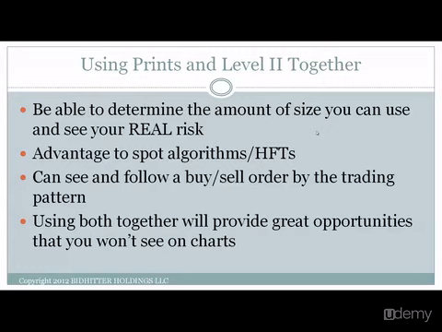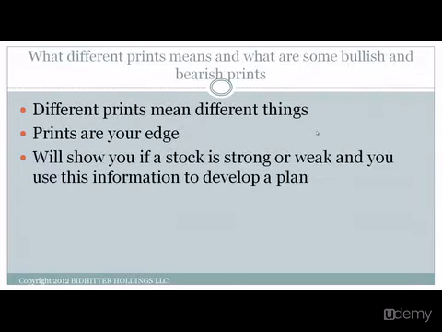So here's an example. You watch the bid in the Level 2, and it continues to step up, and the prints keep printing on the offer. Then you're using both of those to gather information that the bids are stepping up and they continuously print on the offer, so they're willing to pay the spread while the stock is rising. So that's a bullish indicator.